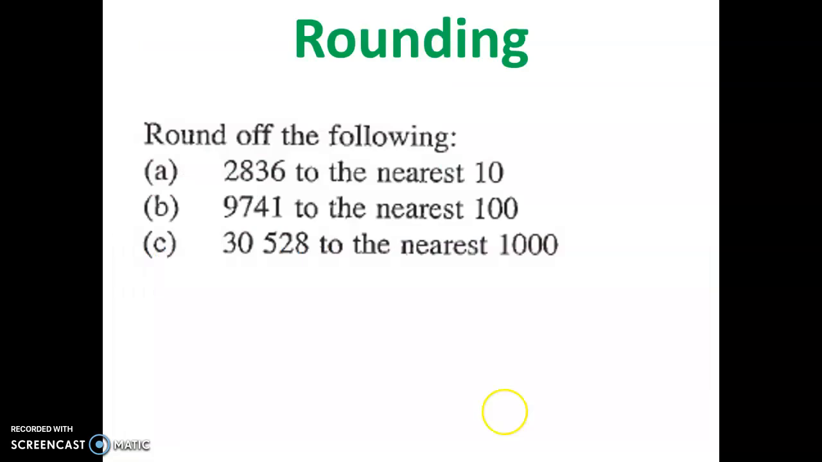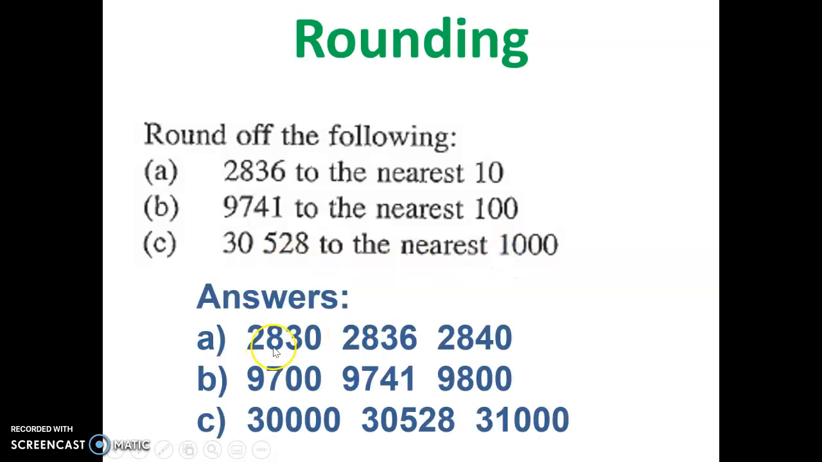Okay, here's some more rounding. Round each of these to what it asks you to do. So this number rounded to the nearest 10, and this one to the nearest 100, this one to the nearest 1,000. Here's something to get you started. We know when we round, for example, this number here, 2836, we can either round up to the next 10, which would be 40, or down to the next 10, which is 30, right? The 10s are here, so up to 40 or down to 30.